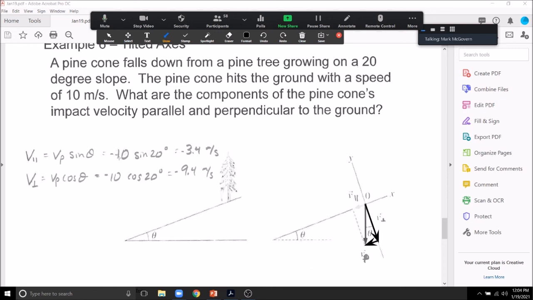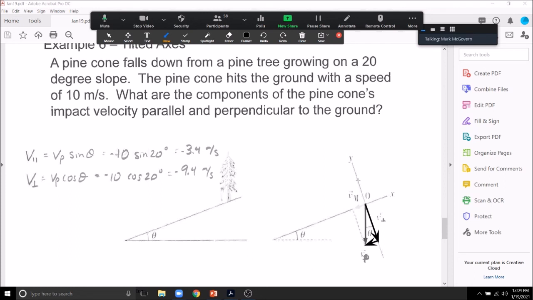So minus 10 sine 20 degrees. It's minus because this is pointing down the negative axis, and I've decided to call this left-hand side negative. I didn't have to do that, but I did. That's standard, so I'll do that. And similar thing with the perpendicular component, minus 10 cosine 20. And I punch those in my calculator and I get negative 3.4 and negative 9.4.